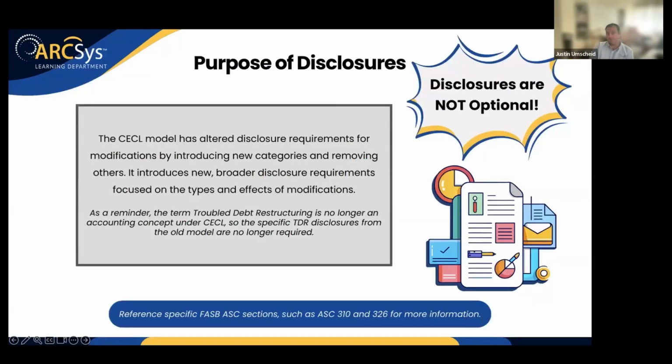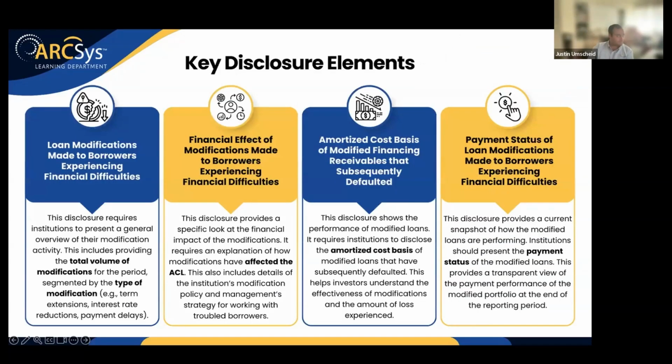Now, purpose of disclosures. The CECL model has altered the disclosure requirements for modifications. Again, they've introduced these new categories. So for each different modification type you've made, you've got to break down the disclosures by those modifications. And again, a reminder to the group, the term troubled debt restructuring is no longer an accounting concept under CECL. So the specific TDR disclosures from the old model are no longer required. And you can always reference FASB ASC sections 310 and 326 if you want to read more about the specifics of these modifications and the disclosures required.